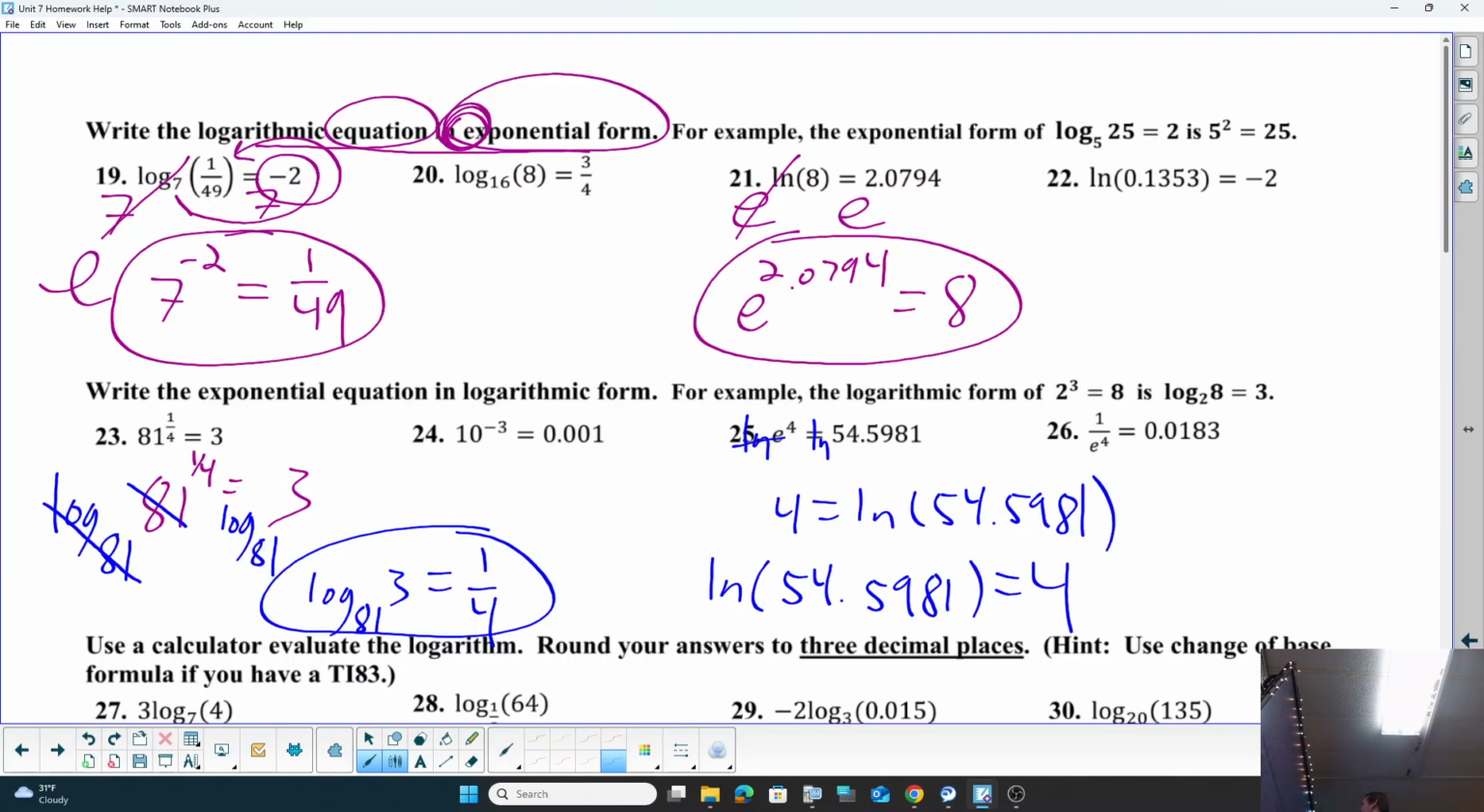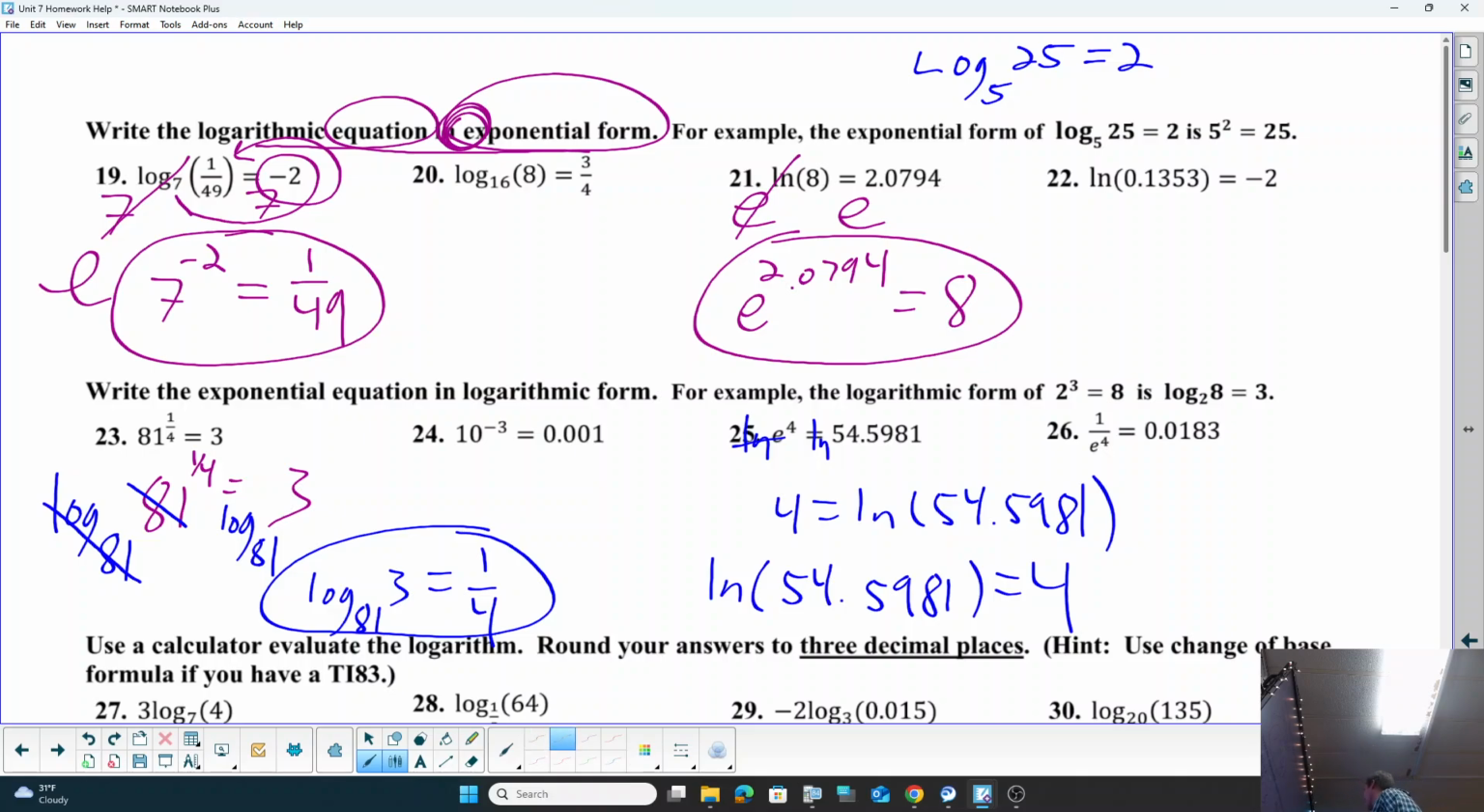Okay, so let's see here. So let's talk about more how to rewrite a logarithm as an exponential. Here's the example they give you: log base 5 of 25 is 2. And they want you to rewrite that as an exponential because they're opposites of each other, right? Exponential and logs are opposites of each other.